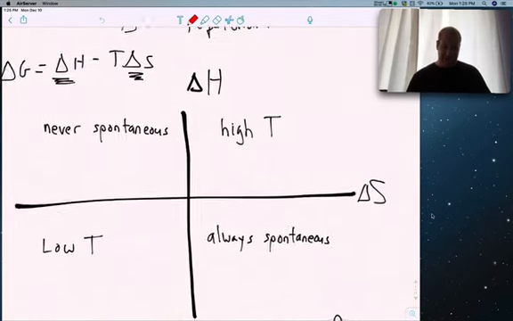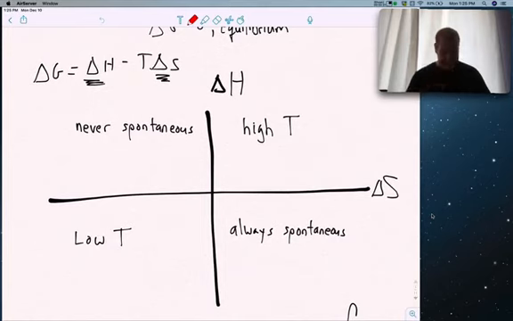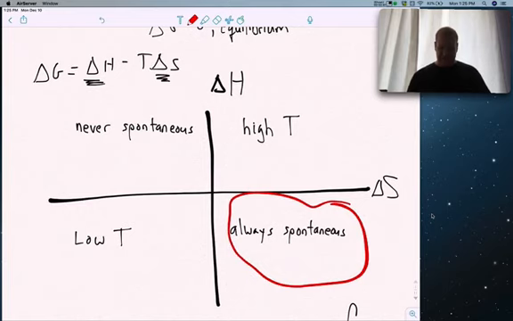To give you an idea how delta G being positive or negative works, I've written a graph here. The y-axis is the change in enthalpy, delta H, and the x-axis is delta S. So, of course, when delta H is negative, when it's exothermic, and delta S is positive, this is right here in this quadrant. So delta H is negative, delta S is positive, and that means that delta G will always be negative. This is an always spontaneous process or chemical reaction.